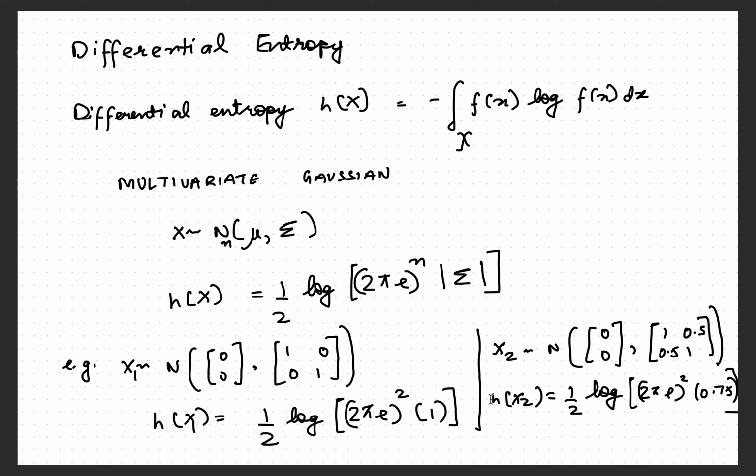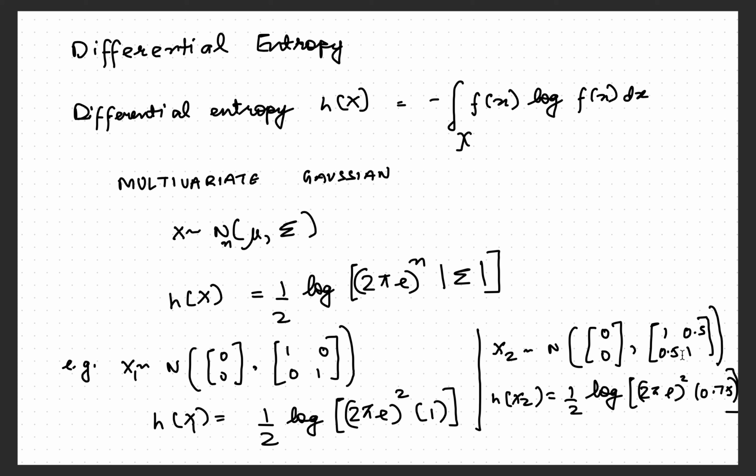So we can calculate the differential entropy for the random variable x2 to be half log of (2 pi e) to the power 2 times (1 squared minus 0.5 squared), which is the determinant.